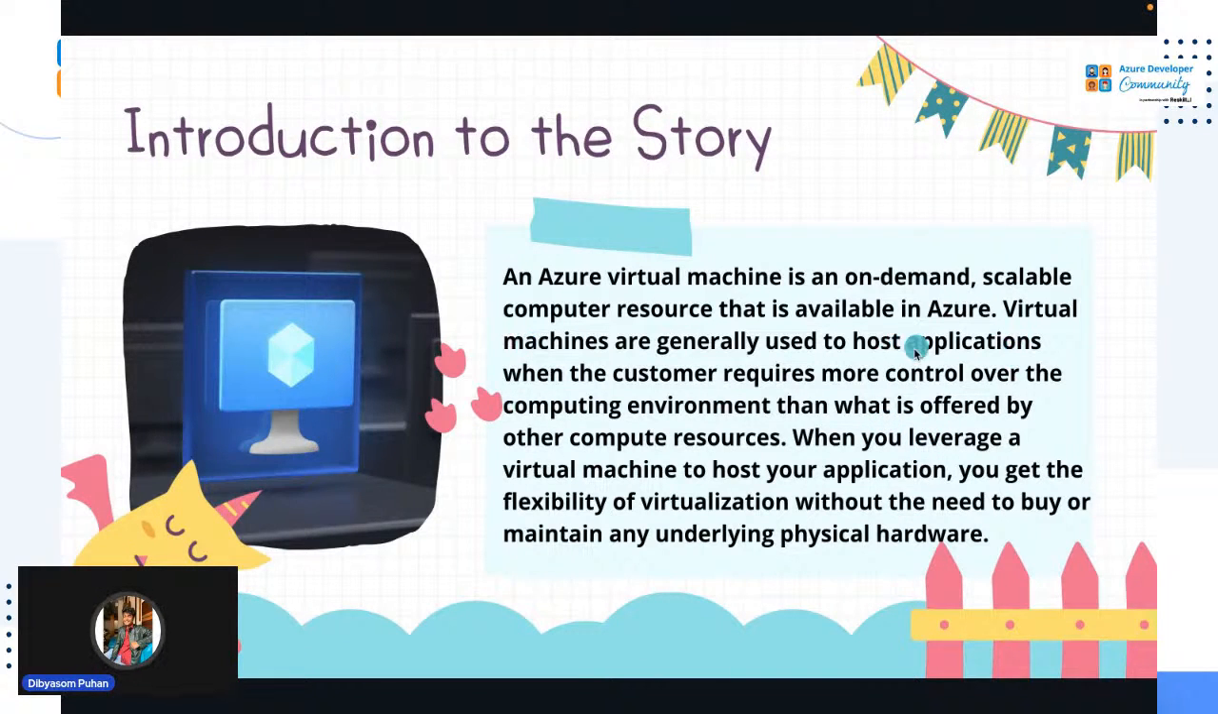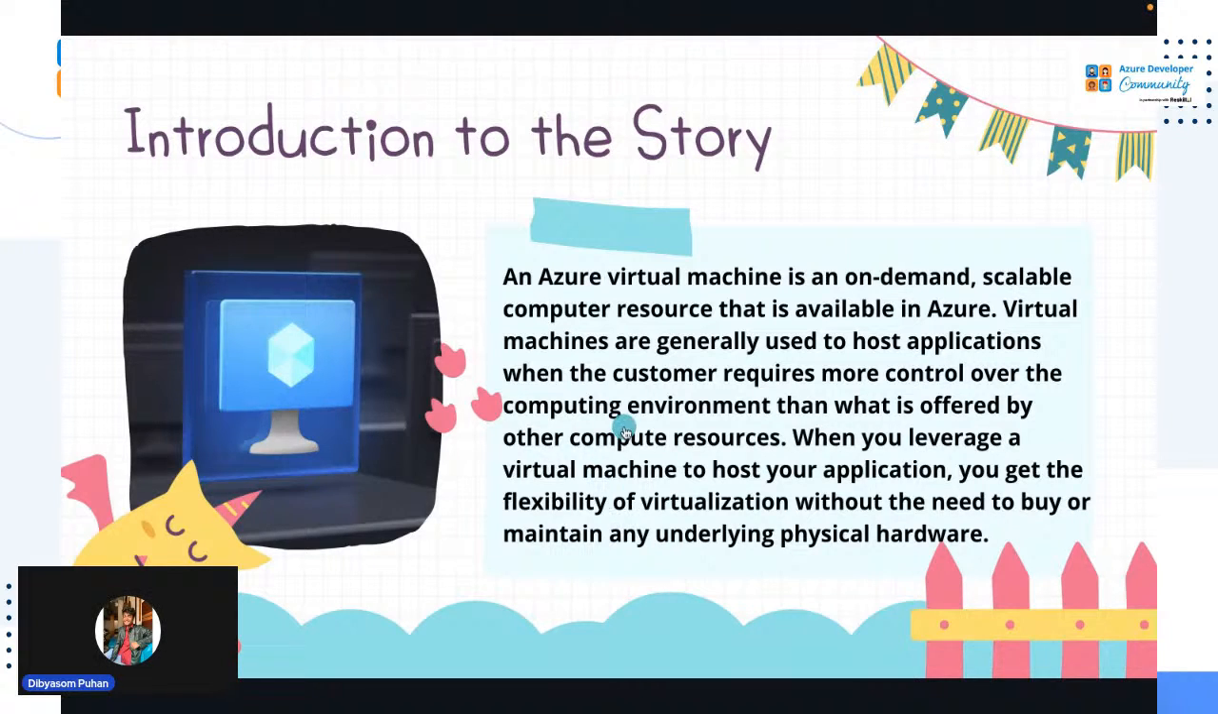Now, virtual machines are generally used to host applications when the customer requires more control over the computing environment. That is what we mean by infrastructure as a service. You get a complete system and you have access over everything within it, like a complete operating system. And to leverage your virtual machine to host your application, you get the flexibility of virtualization without the need to buy or maintain any underlying physical hardware.